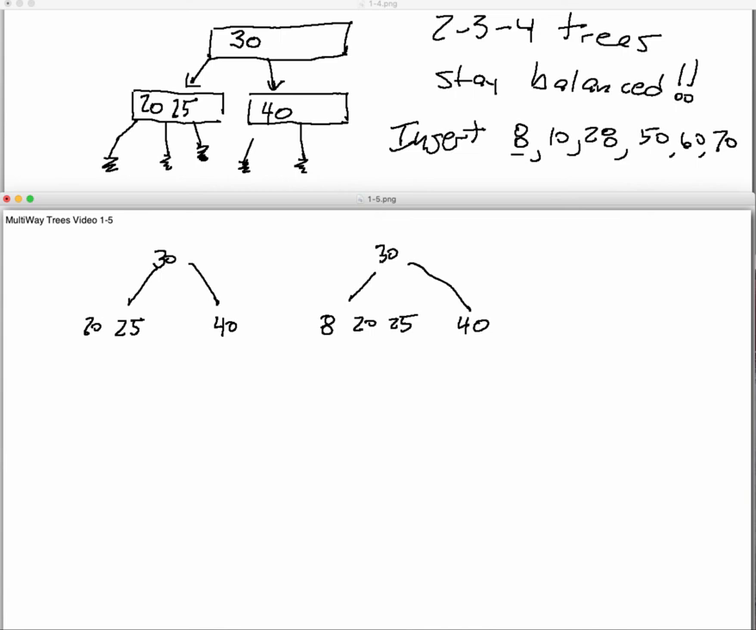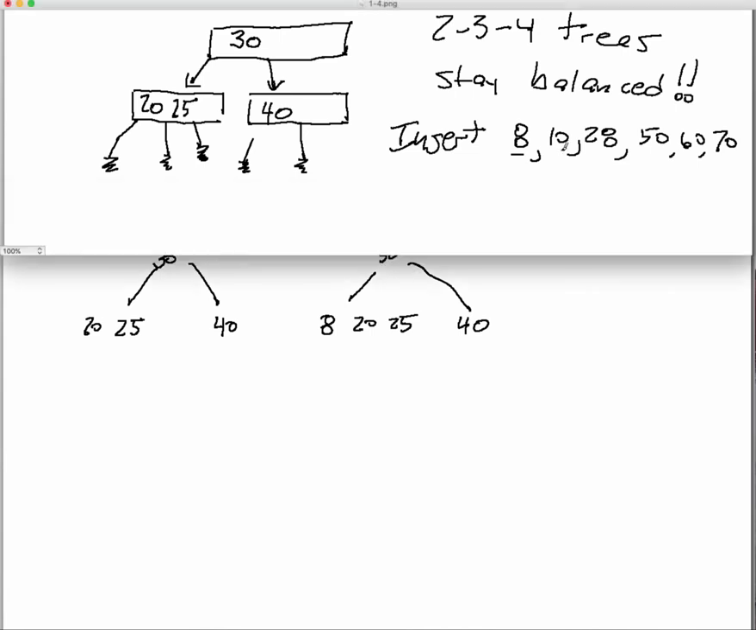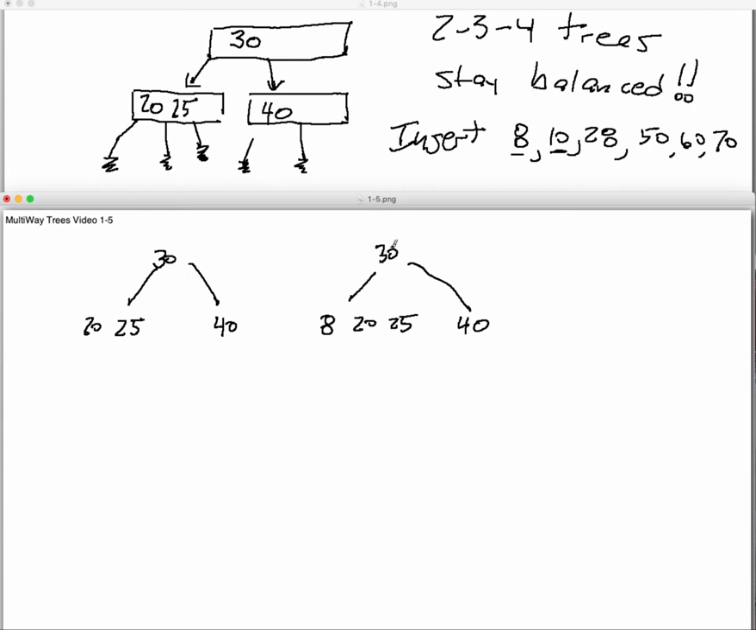Okay, and now I want to insert a 10. Okay, so watch this. This is going to be interesting. So I come to the 30, and I'm going to go down to the left, and look at what's happened here. I have now encountered a full node. So I've got to kick the 20 upstairs. So what's going to happen now is over here, I'm going to have a 20, and I'm going to have a 30. And what's going to happen over here, the 20 got kicked upstairs.